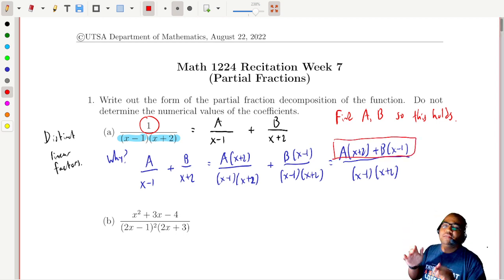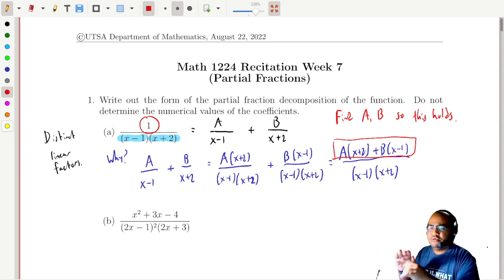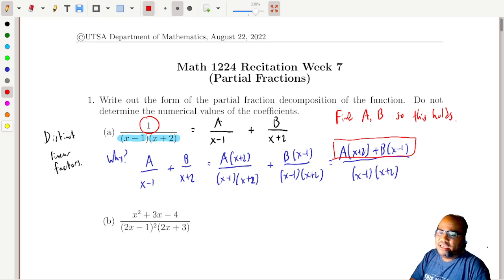We want to find A and B so that once I combine all the terms together on the top, I get a 1. This is basically doing the adding and subtracting of fractions in reverse. So this is how we handle distinct linear factors.